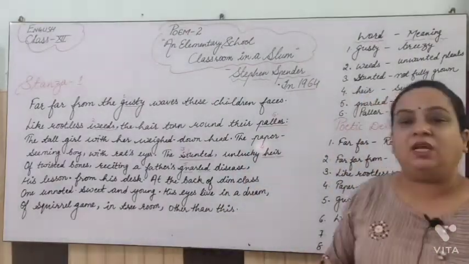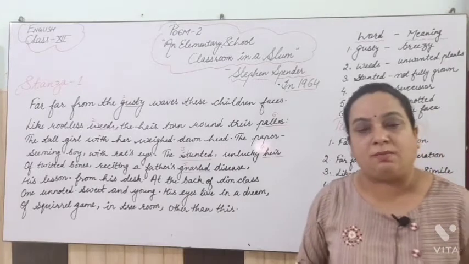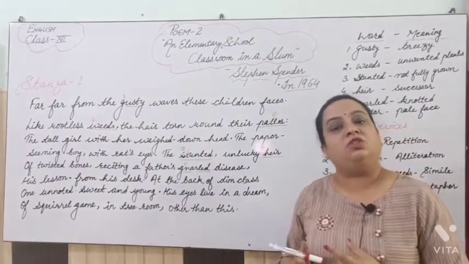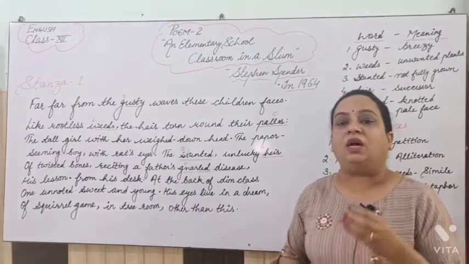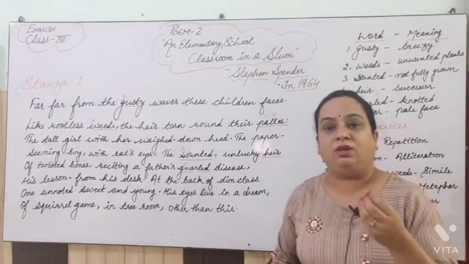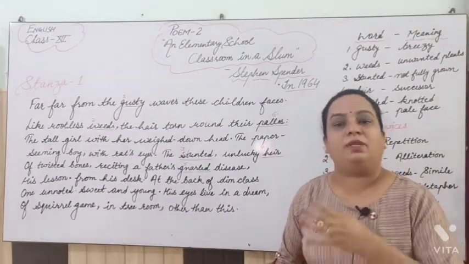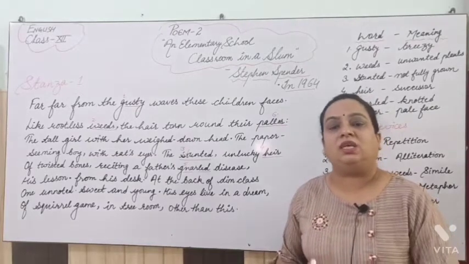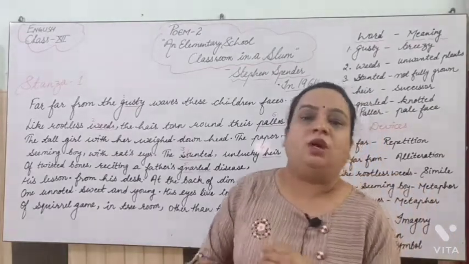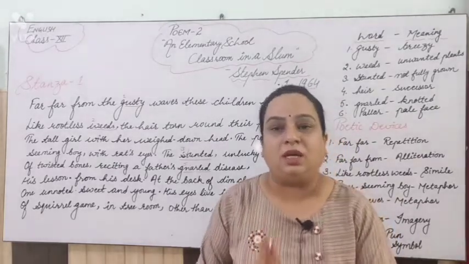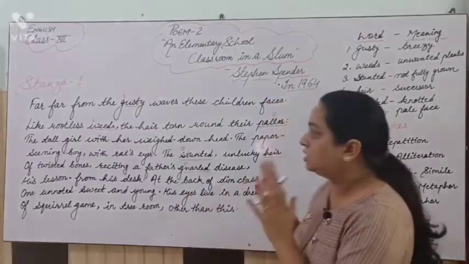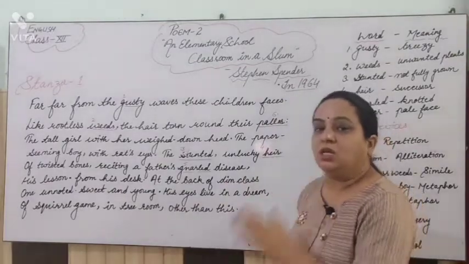And the second one, he is telling about the paper skimming boy who always remains in search of food, right. And the third boy is the unlucky heir of the gnarled disease from his father. And the fourth one is the young and sweet boy who is not at all worried about the activities going on in the class, right. So this is how he has described the students.